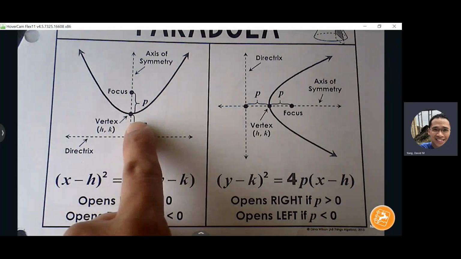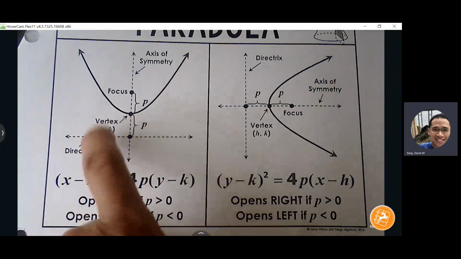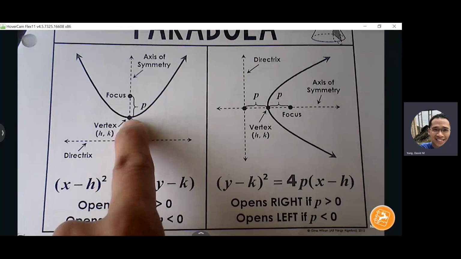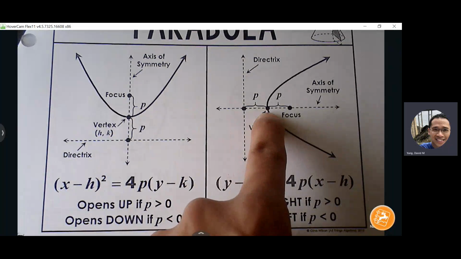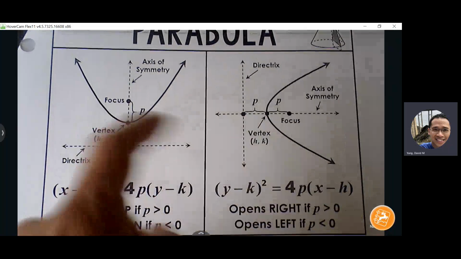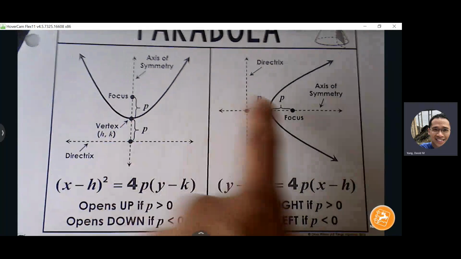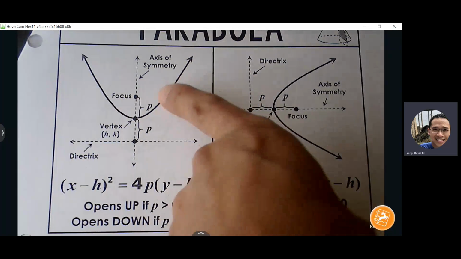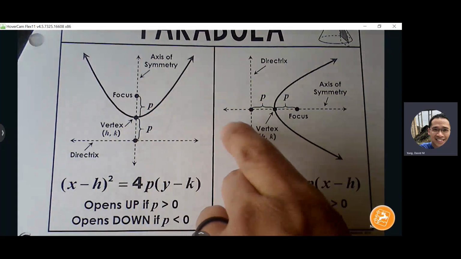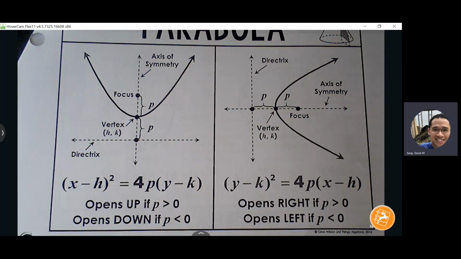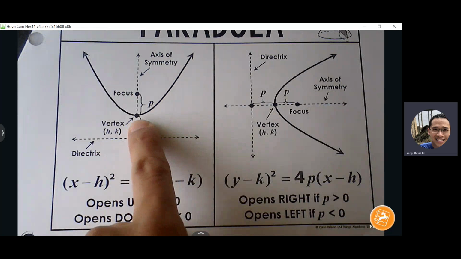So we talked about how the vertex is either the lowest or highest point. A parabola can either open up or open down, or open to the left or open to the right, but your vertex is always going to be the point that's the highest or lowest, or furthest to the left or furthest to the right. Okay, we have the axis of symmetry. It is always going to split your parabola in half. If you imagine folding along that dotted line, your parabola will always fold over itself. So the vertex, in this case, is the lowest point.